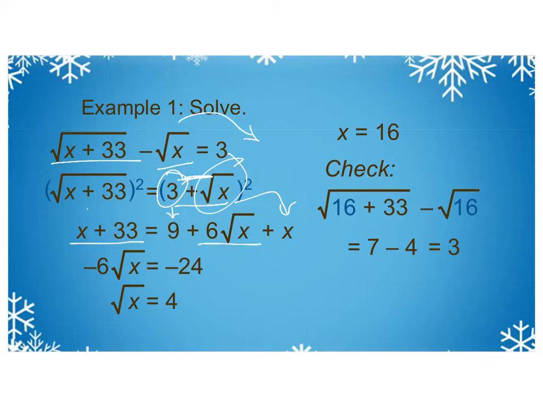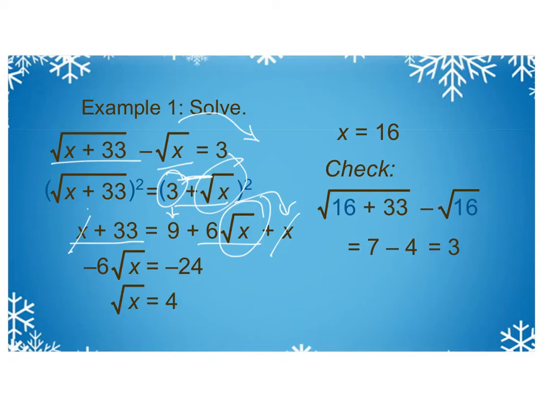Now, I'm going to isolate this radical. Now I have to do it again. So to isolate the radical, subtract x's. If I subtract an x from both sides, these two x's go away. And then I'm going to subtract the 9. And I flip sides so that I can get the radical on the left-hand side.